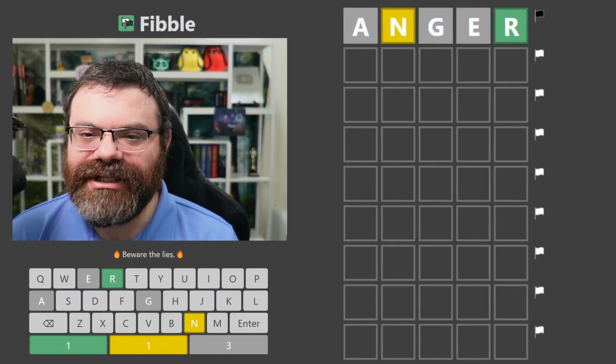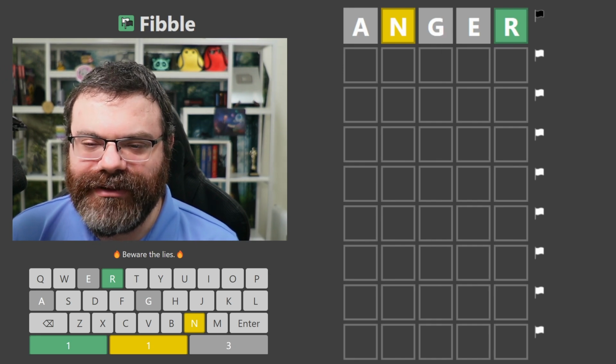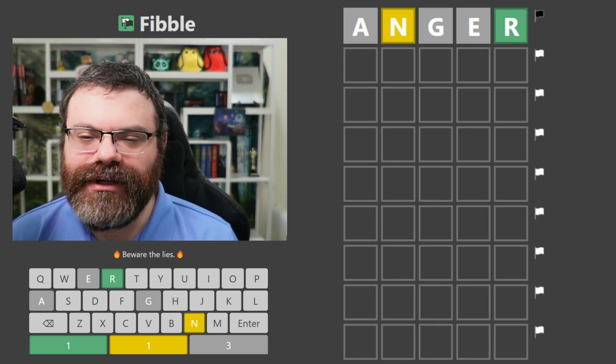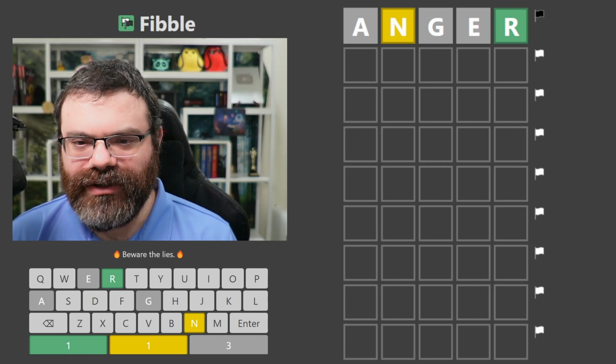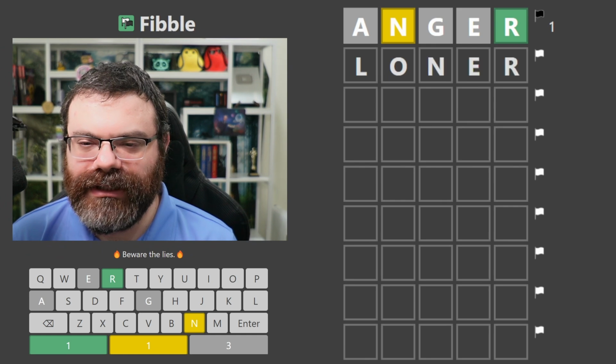Let's do Fibble. Each guess has a lie. So maybe this G is lying, should be green or yellow. We're not sure. I'm going to say we're an ER word. So like maybe an NER, like finer. First thing that came to mind. How about loner?